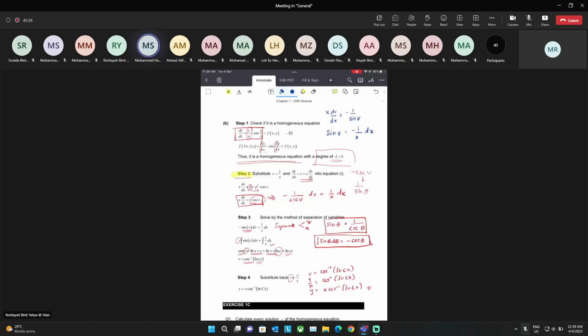Doktor, maksudnya it is compulsory lah to change the negative cosec to 1 over sine v. Compulsory, but you can use both ways. Both ways are correct. Okay. Before that, siapa Muhammad apa yang saya tak perasan? Am I answer your question? Yes, betul.